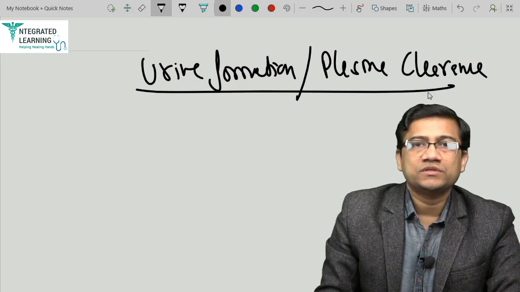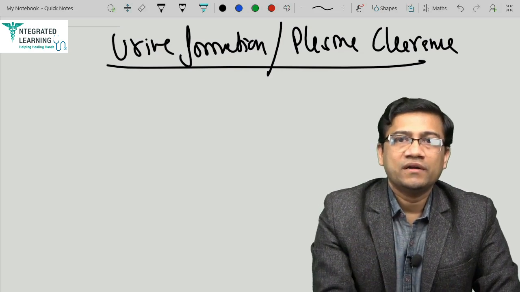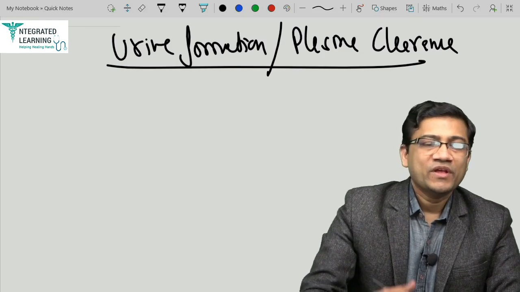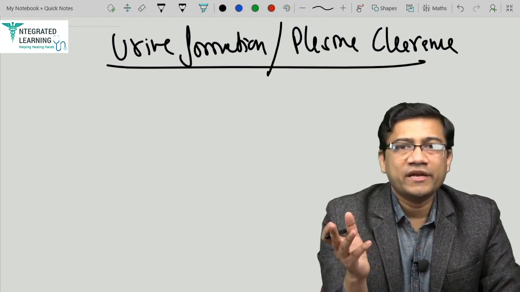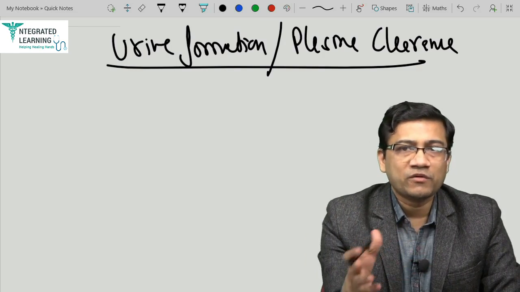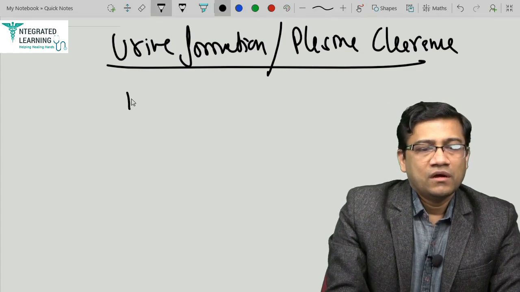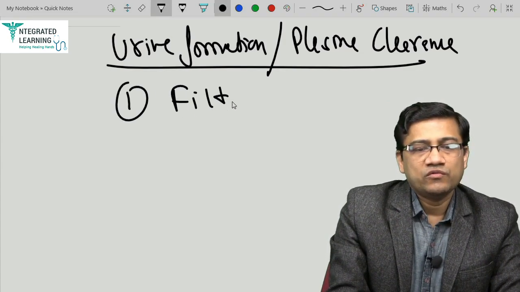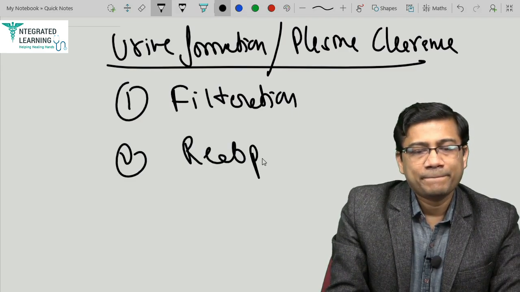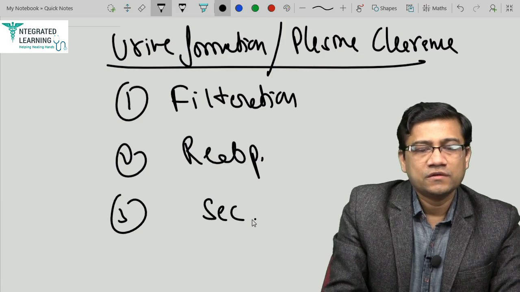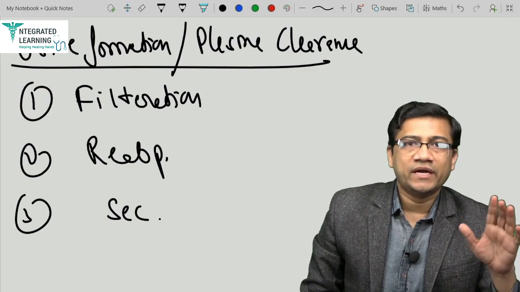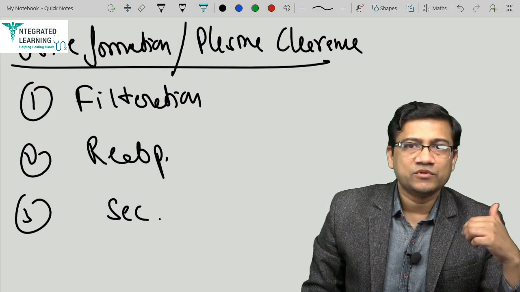So the processes of urine formation are the same as plasma clearance. Why? When you make the urine, the plasma gets cleaned. So that's why it's called plasma clearance, that is removal of waste. And the waste part of plasma is called urine. So same thing. First is filtration. Second is reabsorption. And third is secretion. Okay. So filtration, reabsorption and secretion.